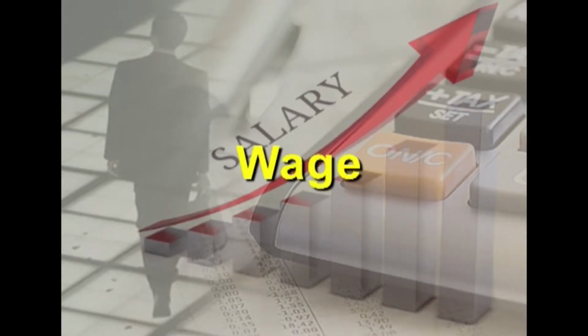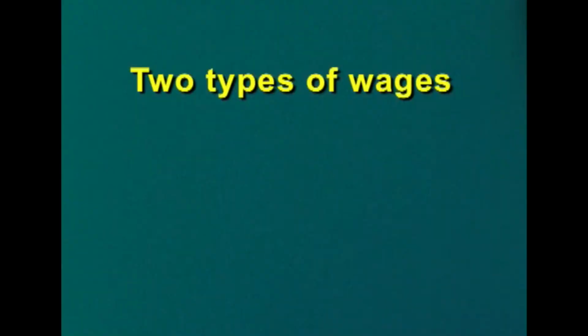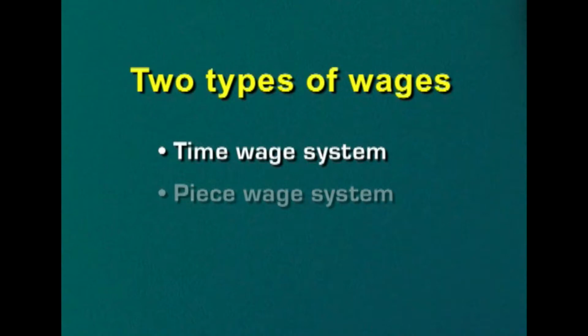Now, what is a wage? Wages are the return given to workers for the mental and physical efforts which they put into the production process. We have two types of wages, which are the time wage system and the piece wage system.